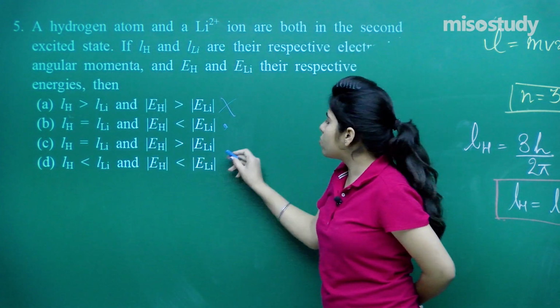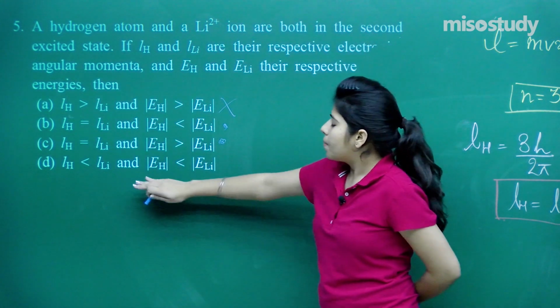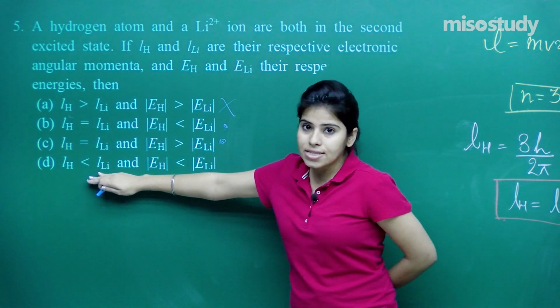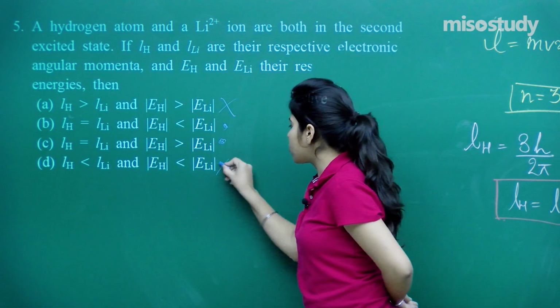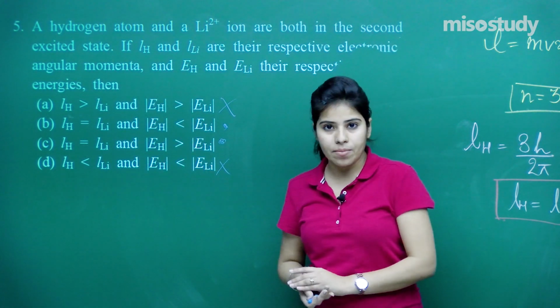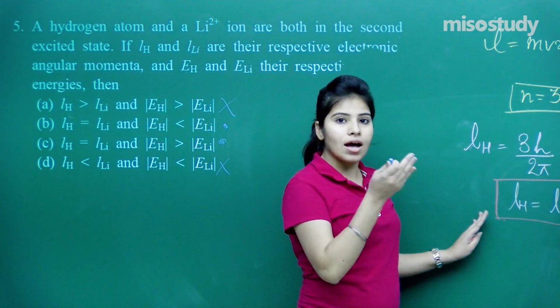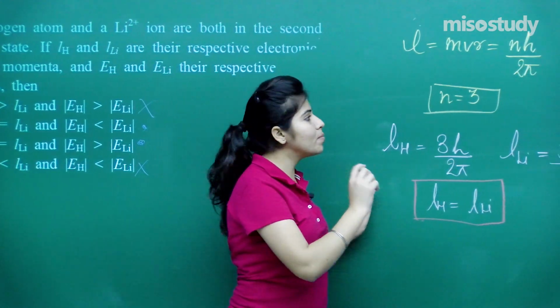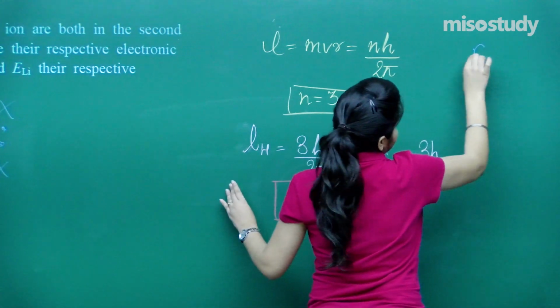Here also LH equals Li again, but LH is less than Li. That cannot be possible. So now we have to check for the energies of them, right? We have covered the angular momenta part. Now we will be looking towards the energy.